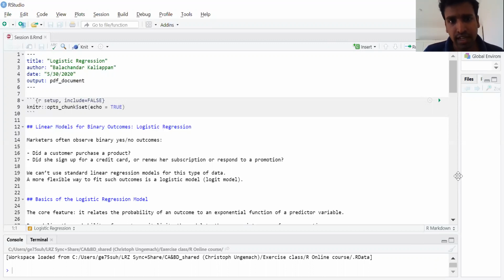Sometimes what happens is that we will predict whether some event is going to happen or not going to happen, whether my customer will buy a product or will not buy a product, whether they will sign up for a credit card, or whether they will renew the subscription that they did for Netflix, or will they buy my product based on the promotion that I'm doing, right? And here we are just having two outcomes. One is either they buy or they do not buy.